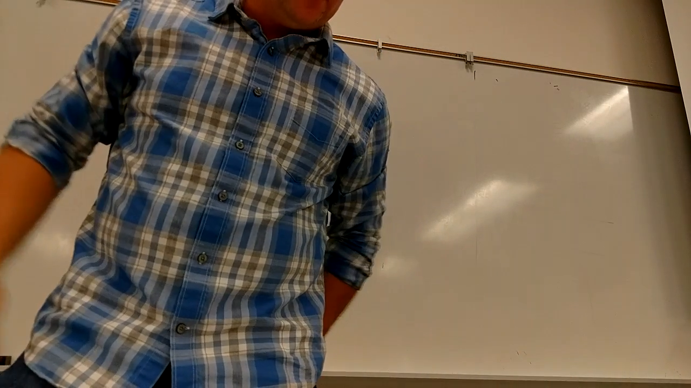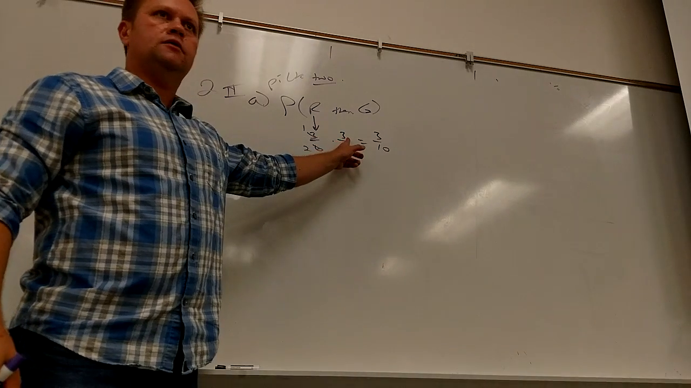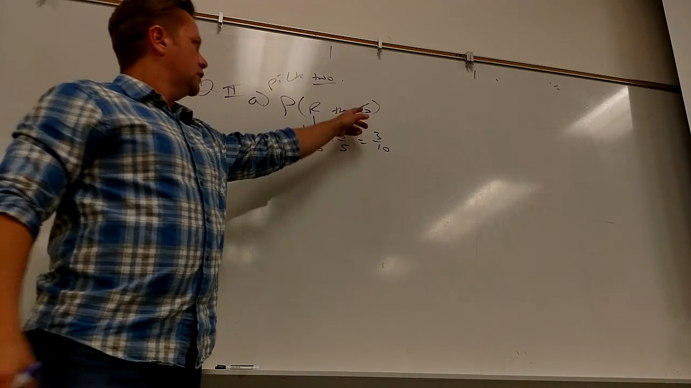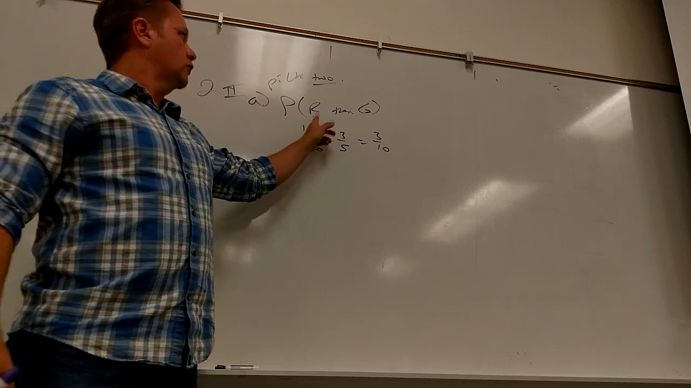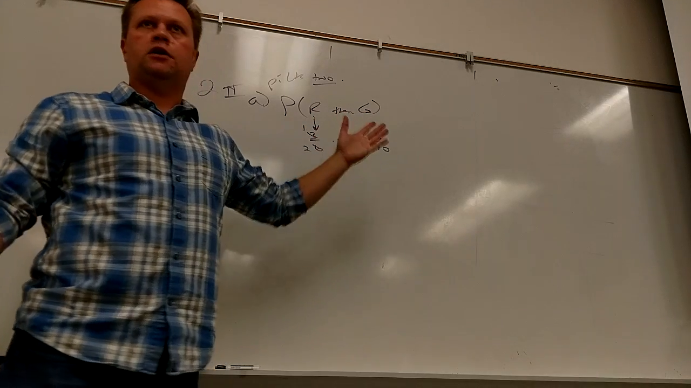Same thing goes for part B. Why didn't the top here change again? It was because I didn't lose any greens. I just lost the red. If this was red and then red, then that top would have changed too.